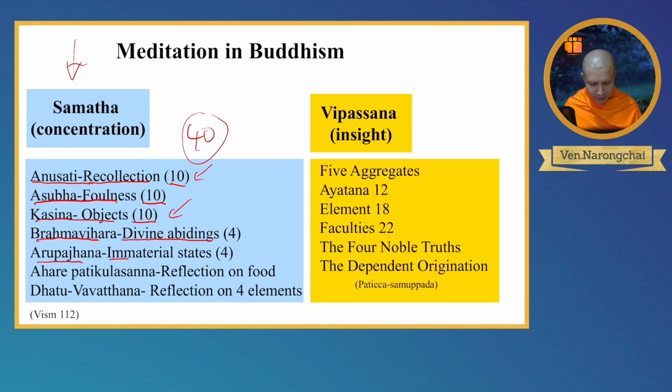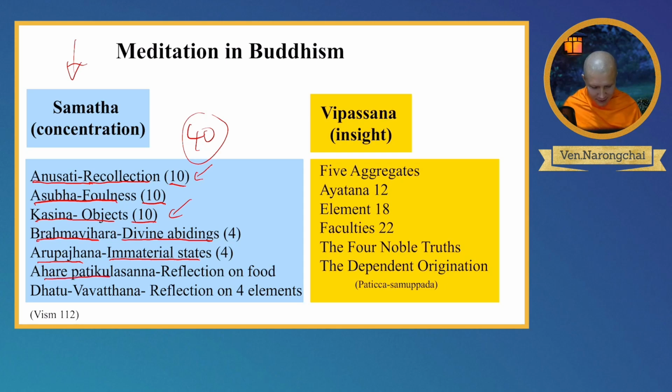Arupajhana, or immaterial states, again, is deep. Now we're talking about meditation objects that we never heard of before. We talk about space, consciousness, nothingness, perception. It's completely foreign to many of us. You see how deep meditation can go.